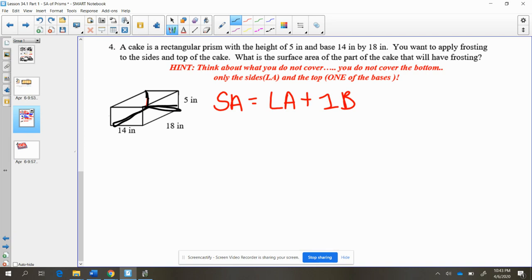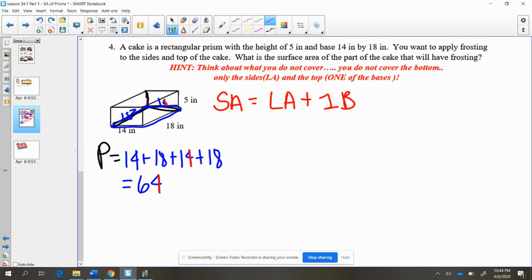Now, looking back at this problem as well, just to kind of visualize, we have a rectangular prism. I'm going to draw this in a little bit better. And the perimeter of this rectangular base here has sides of 14 and 18, and then it's going to have 14 and 18. So the perimeter is going to be found by adding those up, 14 plus 18 plus 14 plus 18, for a total perimeter of our base here of 64. Well, the height, again, is the distance between those 2 bases. So the top of the cake to the bottom of the cake, notice this is 5 inches. So the height here is 5 inches.